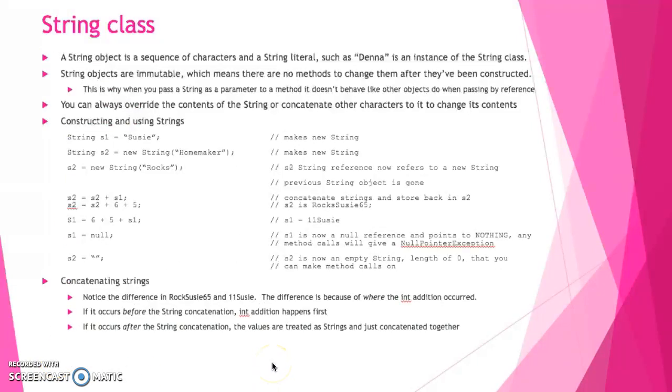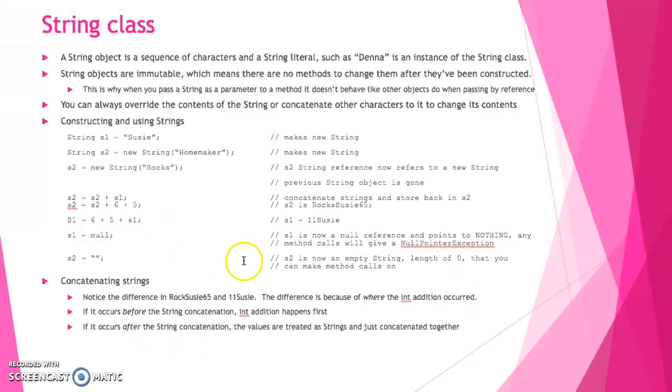All right, so our string class is actually a sequence of characters, and a string literal is an instance of this string class. String objects are immutable, which means that no methods change them after they've been constructed. You can override the contents of a string, or you can concatenate and create a new string by adding to it, but they are immutable, meaning that they cannot be changed.